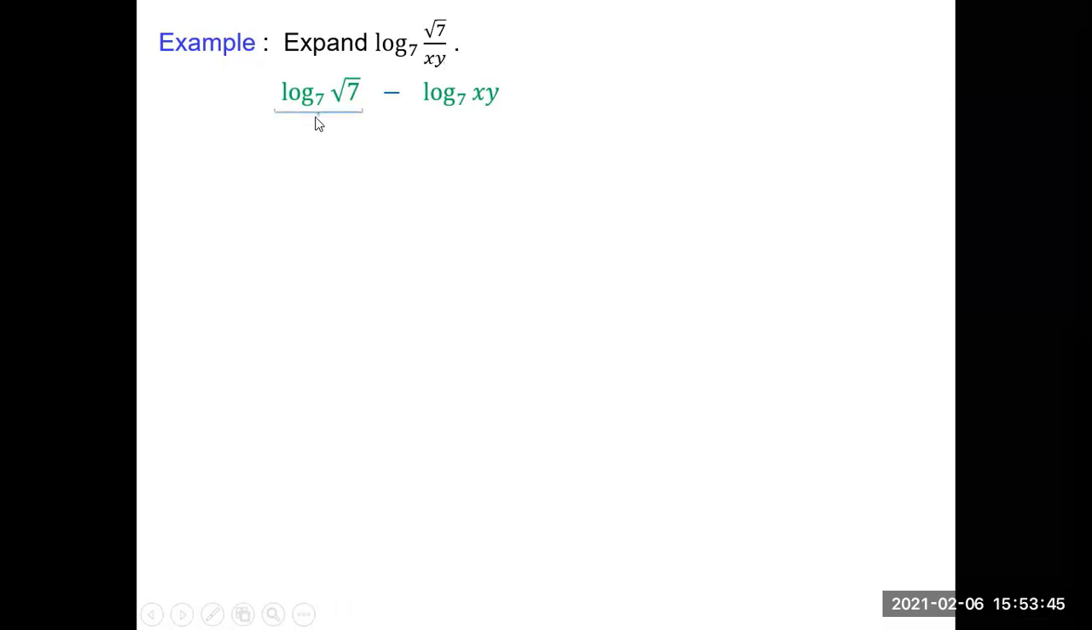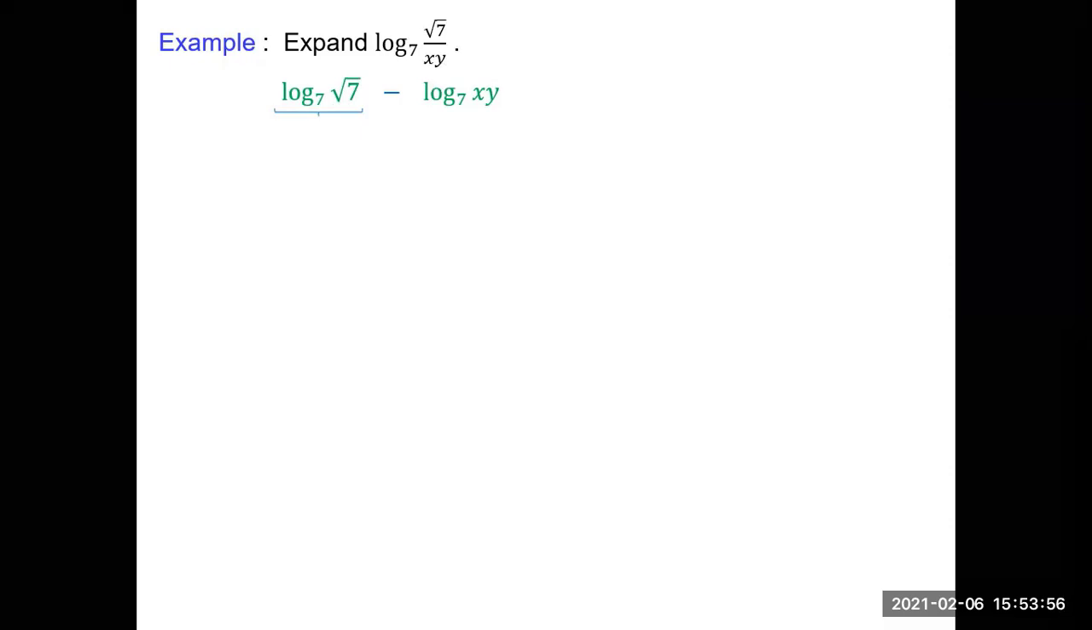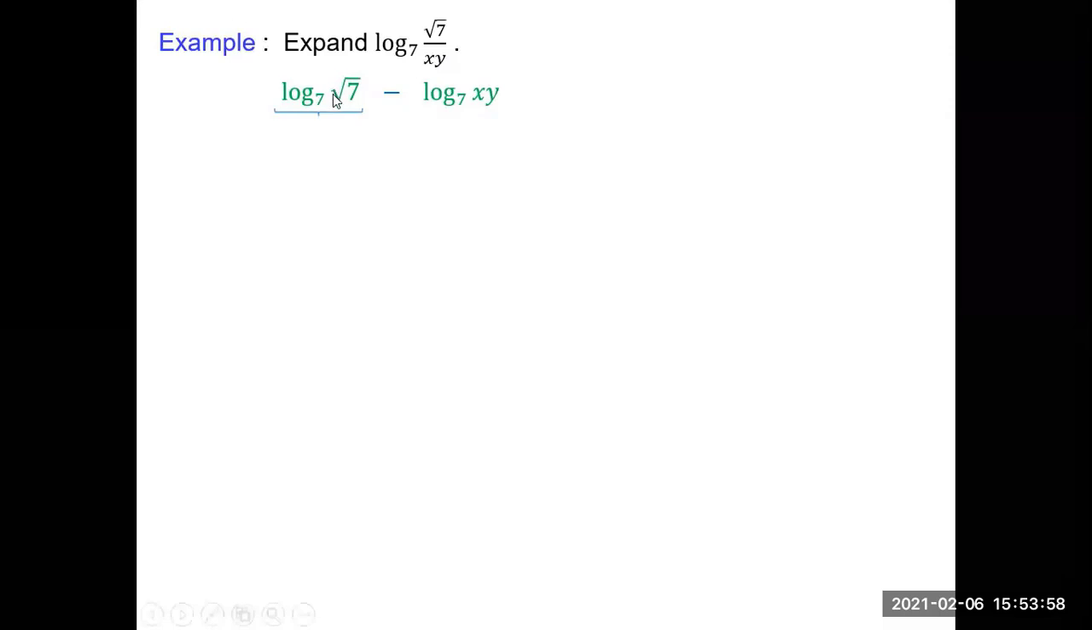Now I'm going to take a look at log base 7 of the square root of 7. Remember that we like when the base of the logarithm is the same as the base of the argument. But notice that that square root is messing some things up. So why don't we rewrite the square root of 7 as 7 to the power of 1/2.